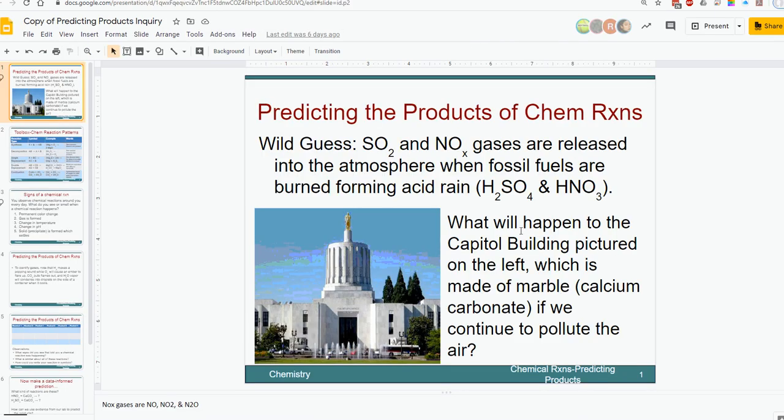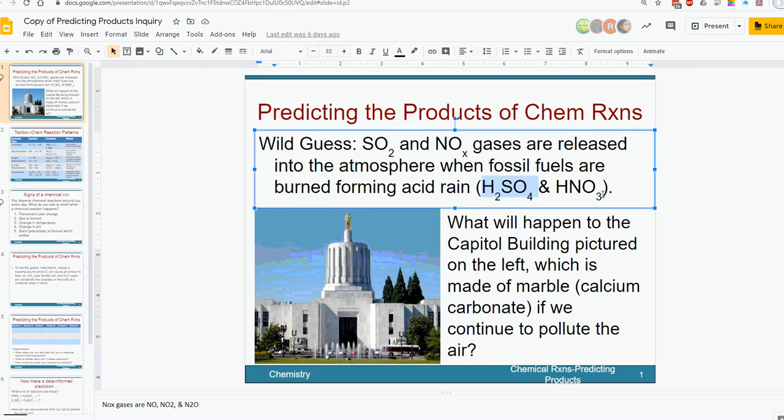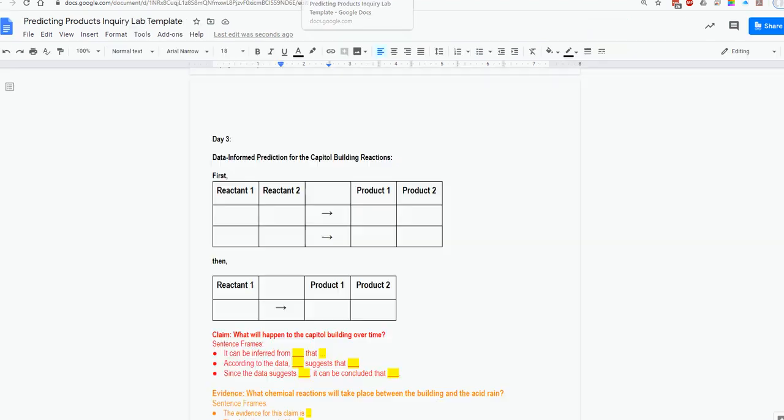The Capitol building in Salem is made of marble, which is calcium carbonate. And we are polluting the air with secondary pollutants, sulfuric acid, H2SO4, and nitric acid, HNO3. Those are reacting with the calcium carbonate, and we're trying to figure out what might be the products there. We went ahead and did 4 different reactions to give us an idea of how things would happen. Let's go ahead and finish off the worksheet here.